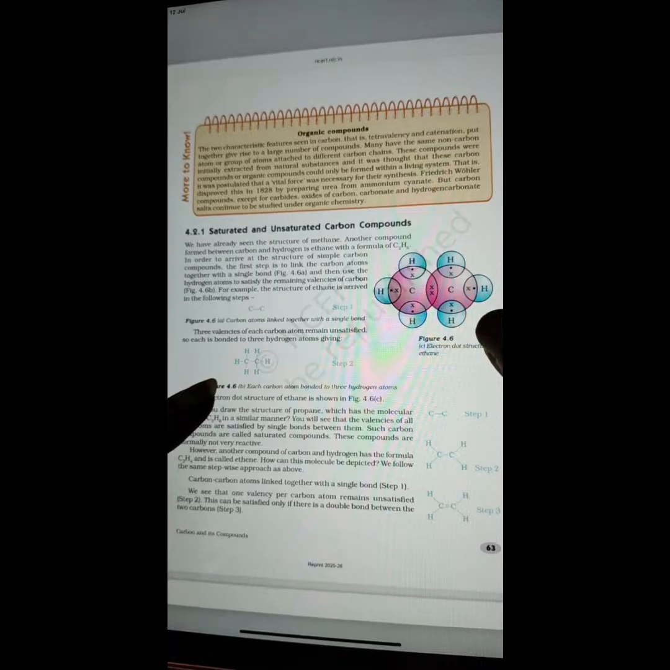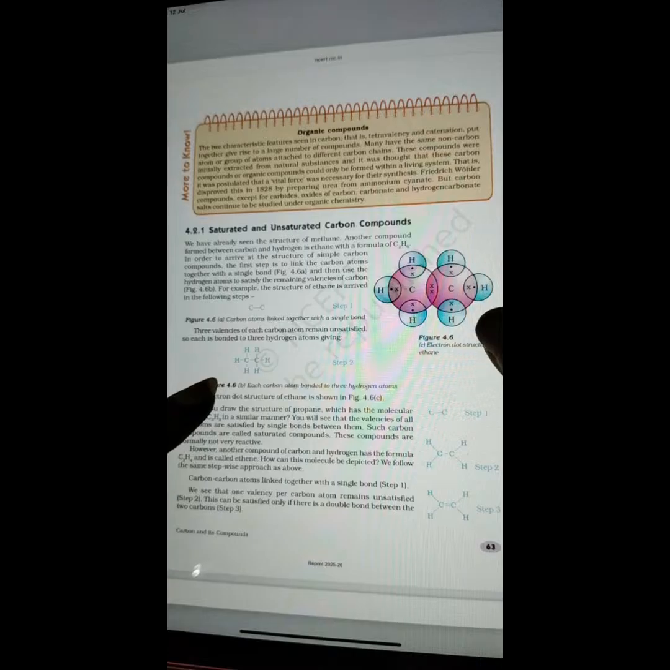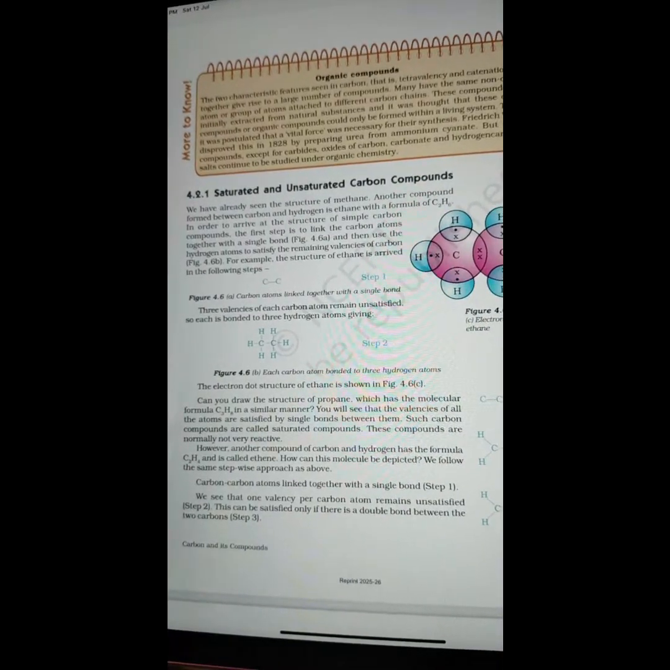That is, it was postulated that a vital force was necessary for their synthesis. Friedrich Wöhler disproved this in 1828 by preparing urea from ammonium cyanate. But carbon compounds, except for carbides, oxides of carbon, carbonates, and hydrogen carbonate salts, continue to be studied under organic chemistry. Next topic, 4.2.1: saturated and unsaturated carbon compounds.